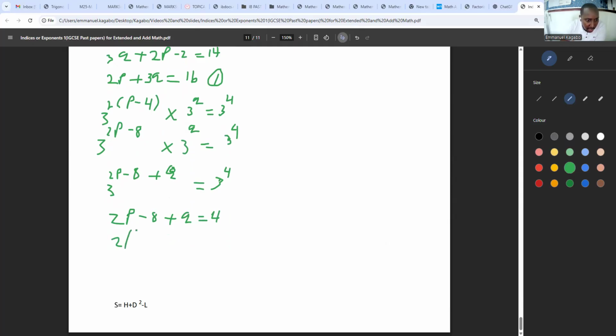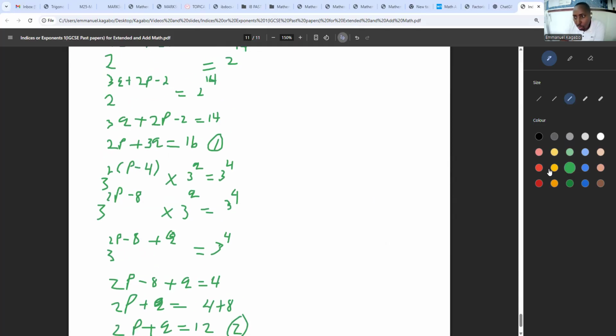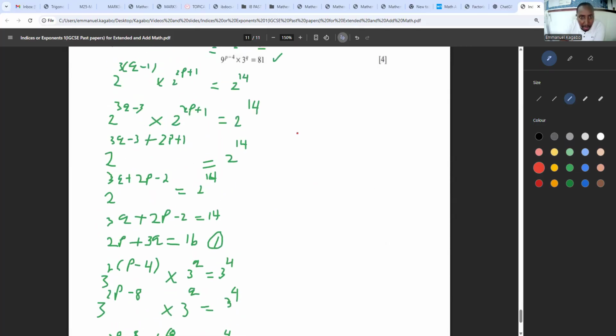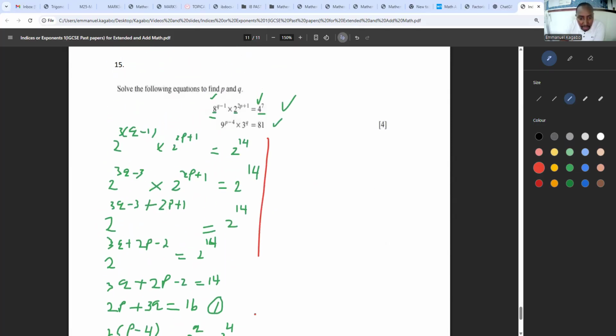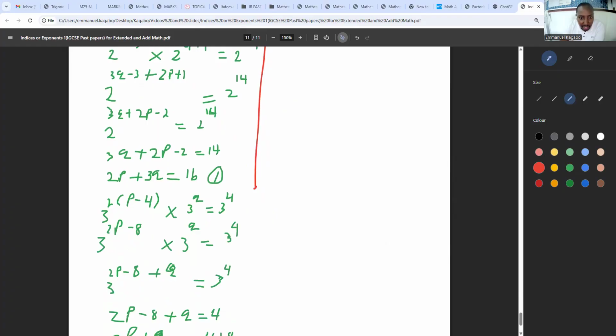Now that is 2p plus q. Collect like terms. Okay, this is q, guys. Equals to 4 plus 8. So my second equation is 2p plus q equals to 12. Second simultaneous equation, right? Good. Okay. Now, what do we do next? What about two simultaneous equations now? Can I write them up here? Okay. Very good question.